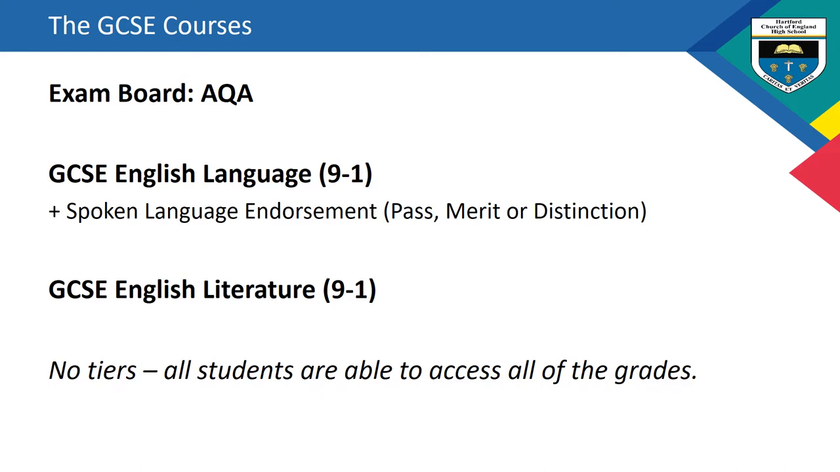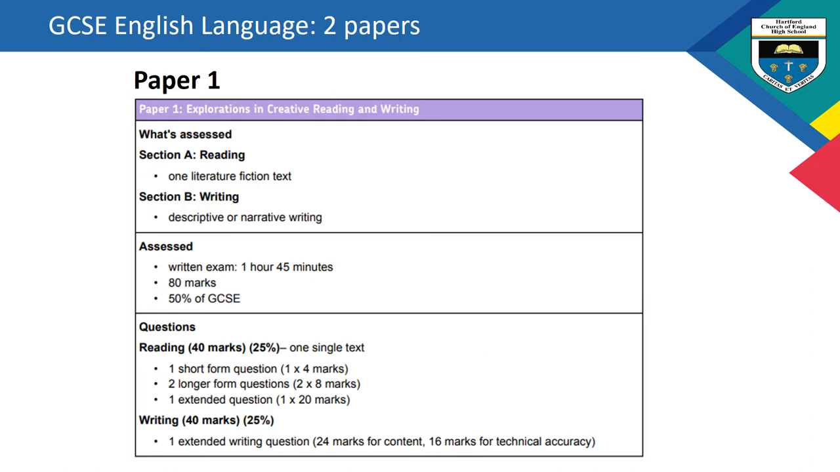So I'm going to tell you a little bit about the individual exam papers and what their requirements are. For English language, there are two papers. Each one is weighted by 50%, so equal weighting. English language paper one is called Explorations in Creative Reading and Writing, and the students are given one piece of literature fiction that they have to read, digest, and then analyse and answer four questions on. And then in the second half of that exam, they have to write themselves a descriptive or narrative piece of writing. This paper is worth 80 marks, and it's a 1 hour 45 minute exam.